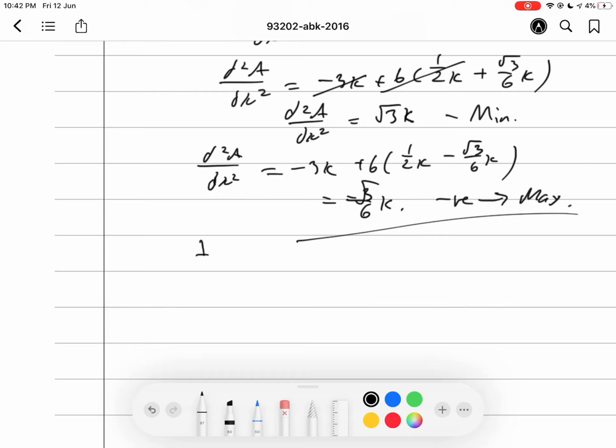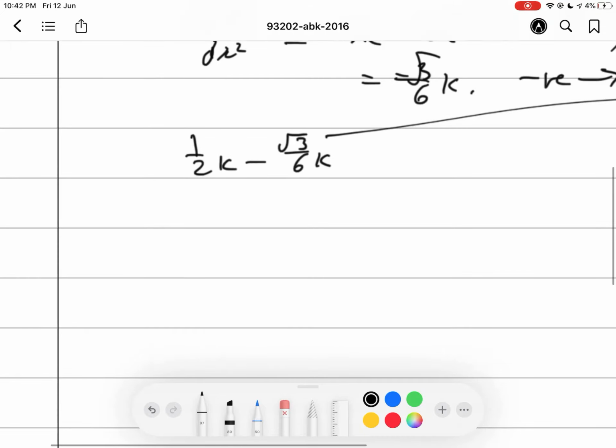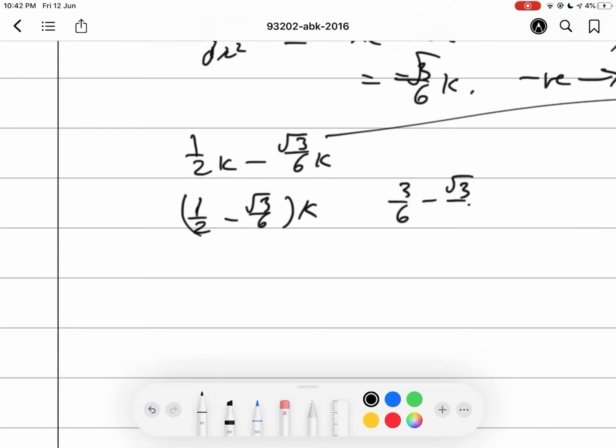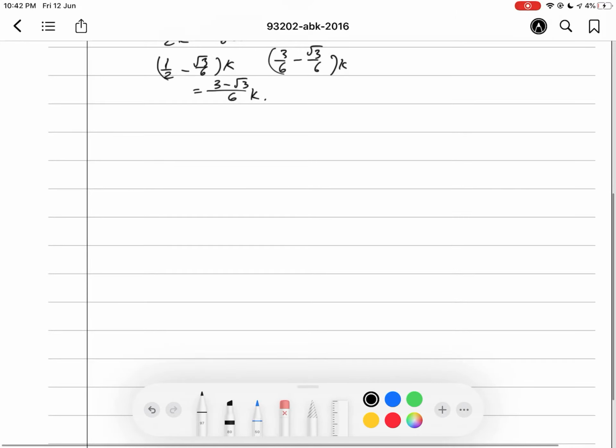So now we know that this value here is the maximum, so that's 1 over 2k minus root 3 over 6k. Let's simplify this a little bit more. We can say 1/2 minus root 3 over 6, times k. And we can say this is 3 over 6 minus root 3 over 6, times k. Therefore, this equals 3 minus root 3 over 6, times k.